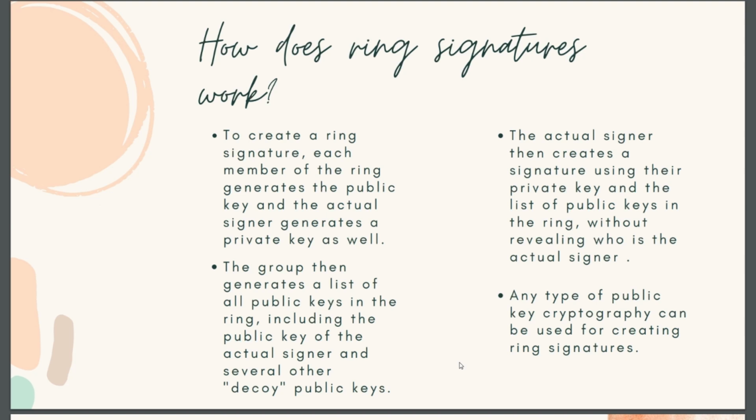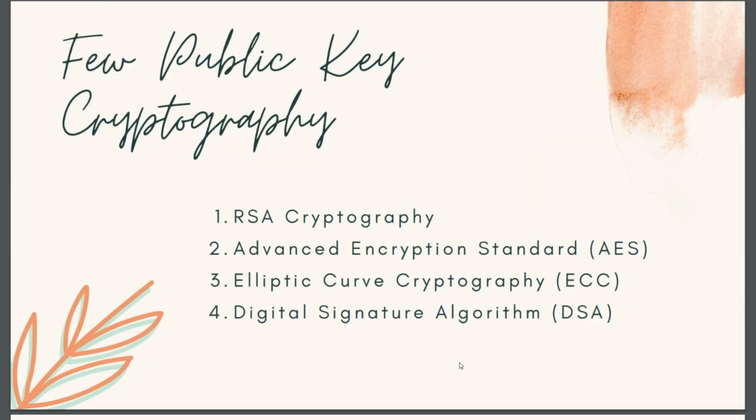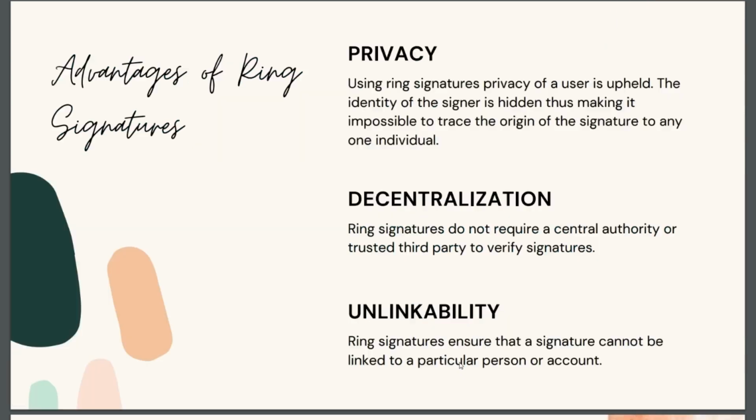The sender of the message uses their private key along with the public keys of some members of the group and generates the final signature and sends the message using that. Now, the benefit of doing this is that the identity of the member sending the message is never revealed. To do this effectively, there are multiple public key cryptography systems that can be used, such as RSA cryptography, advanced encryption standard, elliptic curve cryptography, and digital signature algorithm.